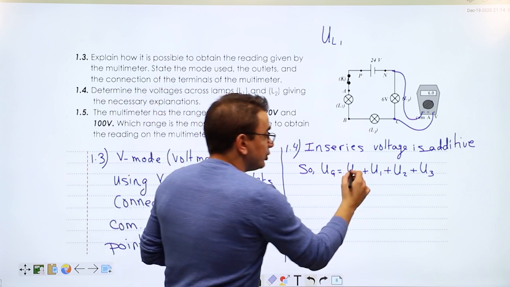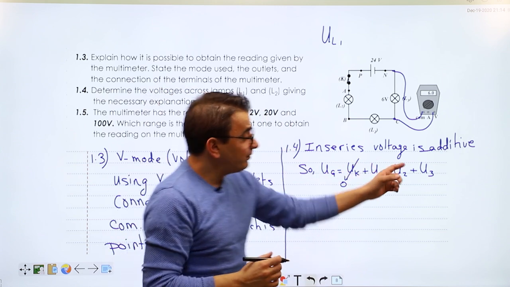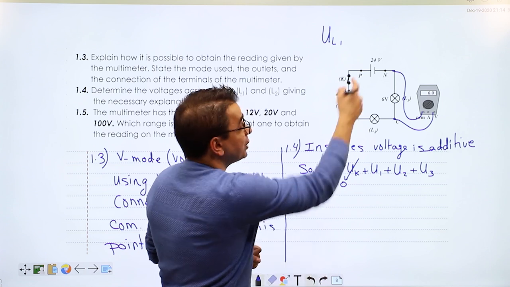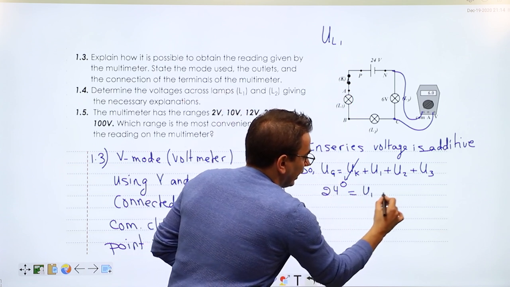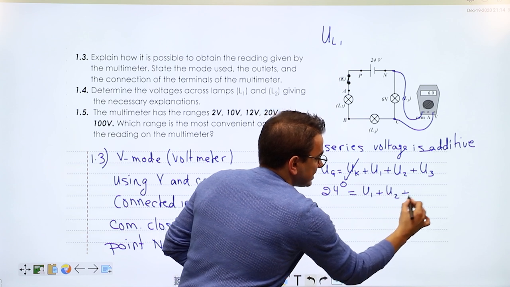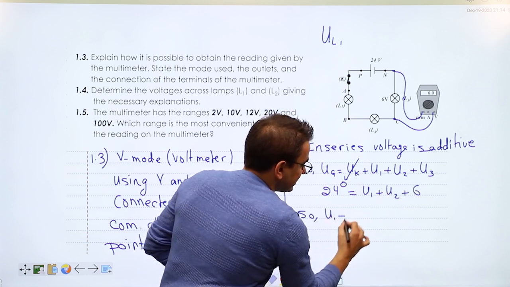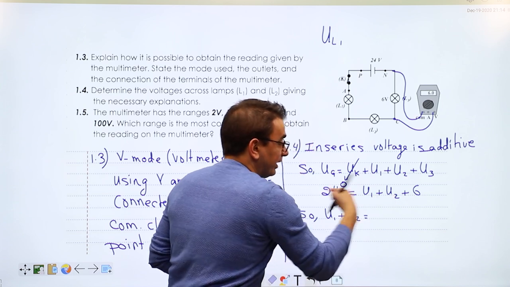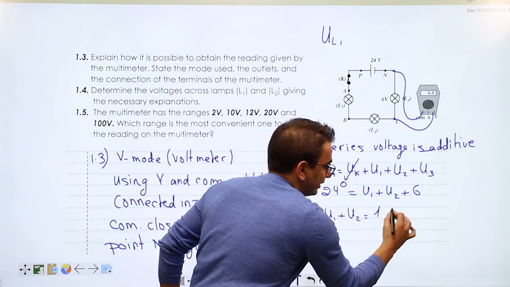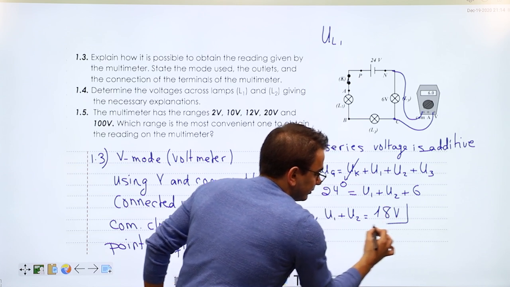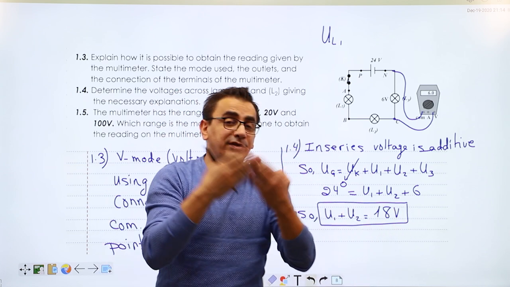Now, voltage of the switch is 0. We mentioned that before. Voltage of lamp 3 is given. Voltage of generator is given to be 24. So 24 equals U1 plus U2 plus 6. So U1 plus U2 equals 24 minus 6, which is going to be 18 volts. So this is the voltage of 1 and 2 together.